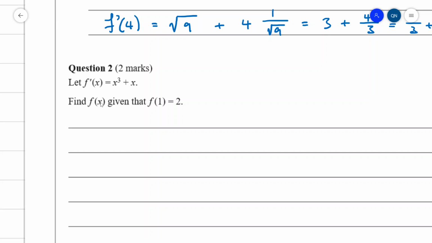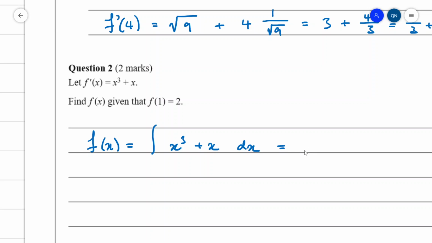Question 2, we've got a derivative equal to a cubic, and we want to find the function f. So to go from derivative back to function, we've got to integrate. So let's try to integrate x cubed plus x. So f of x is going to be equal to the integral of x cubed plus x dx.